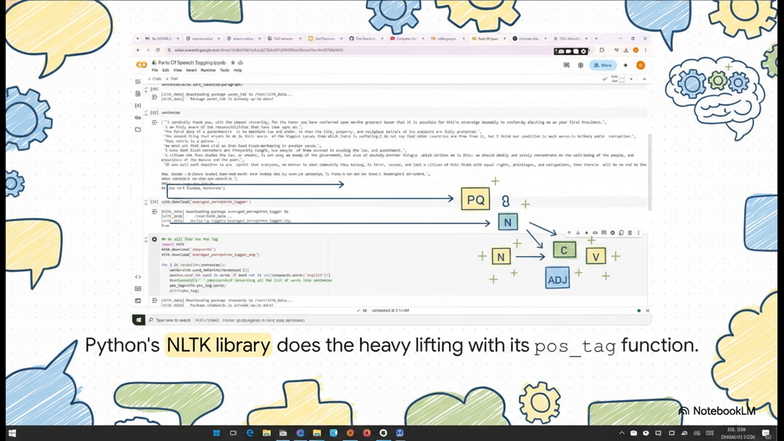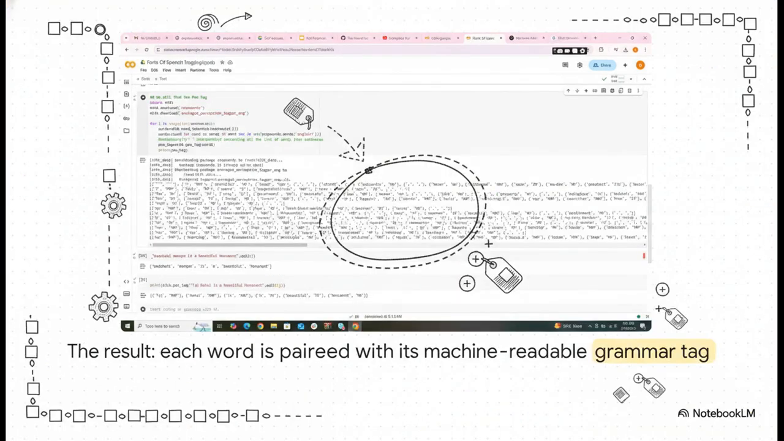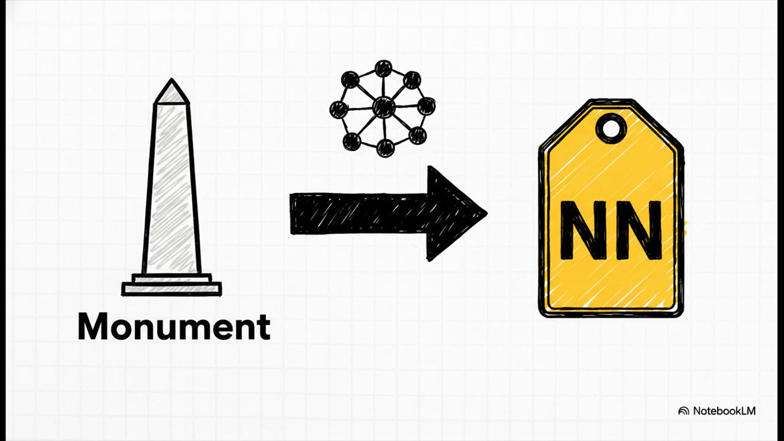It's pretty amazing. And boom, here's what we get back. The code has run, and now we have this list of pairs. You've got the original word, and right next to it, its shiny new machine-readable grammar tag. So you can see right there, the word cordially has been correctly tagged as RB, which stands for adverb. And this right here is the whole point. The computer now understands that the word monument is acting as a singular noun in this context, so it's tagged as NN.